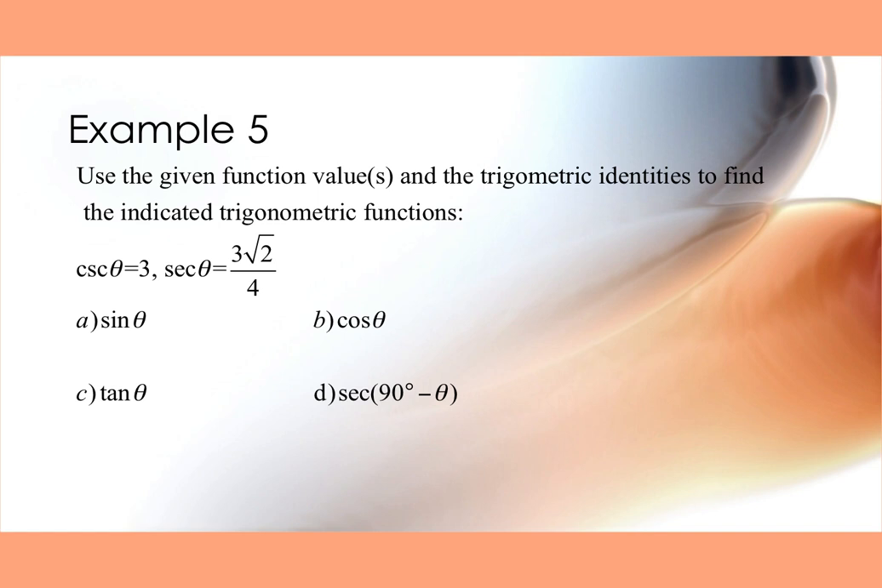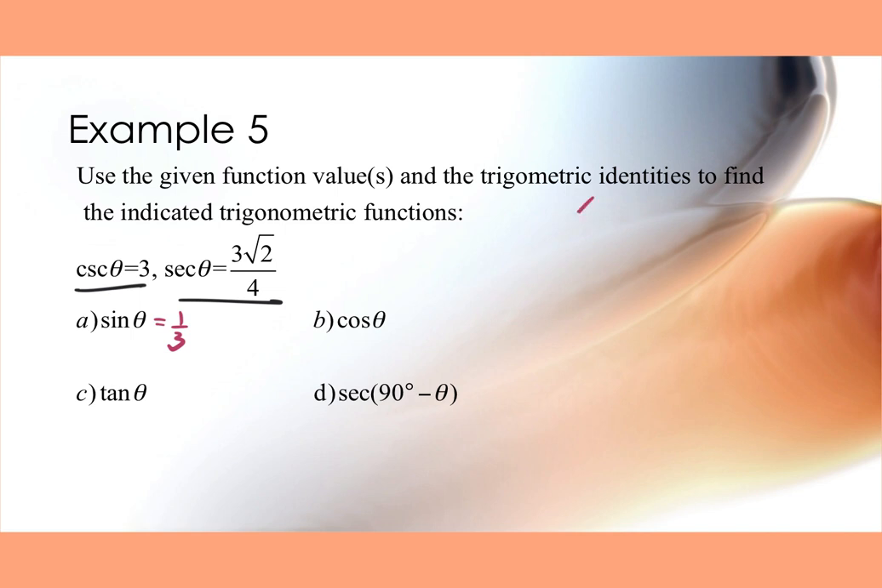All right, use the given function values and the trig identities to find the indicated trigonometric functions. This time it's giving me values for trig functions. If those values are not a half or root 3 over 2 or root 2 over 2 or 0 or 1 or some combination of those, then this is no longer unit circle based. This says I have to set up a triangle, okay? So if cosecant of theta is 3, what would that make sine of theta? 1 over 3. Is 1/3 anywhere on my unit circle? No. So that says set up a triangle.